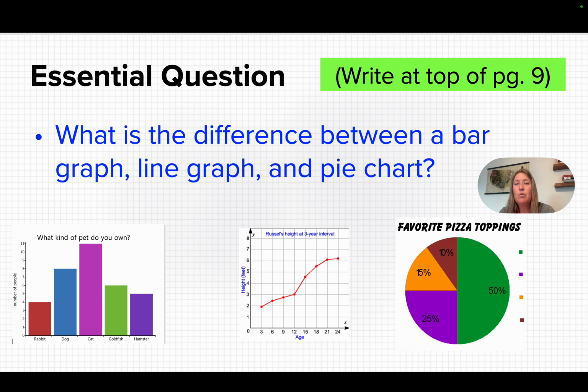So please write, what is the difference between a bar graph, line graph, and pie chart? Okay, so the difference meaning, why are they used? Why would we choose one over the other? Give you another second to write that in. What is the difference between a bar graph, line graph, and pie chart? You can obviously see the 3 types of graph right there.